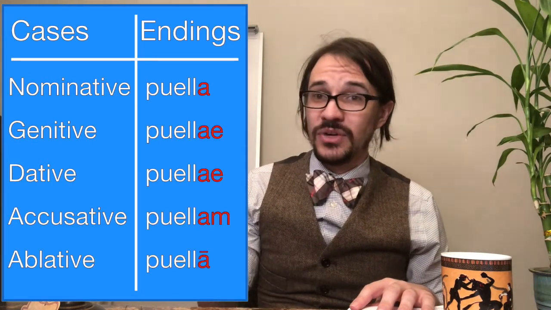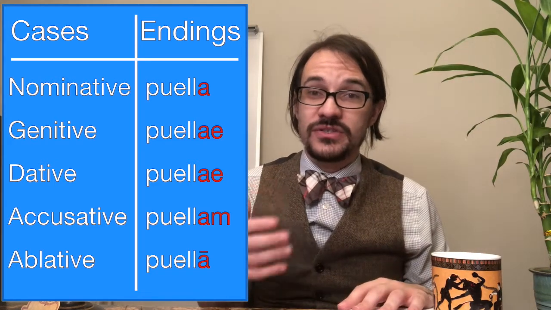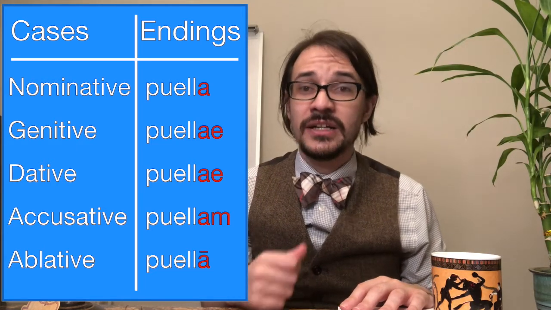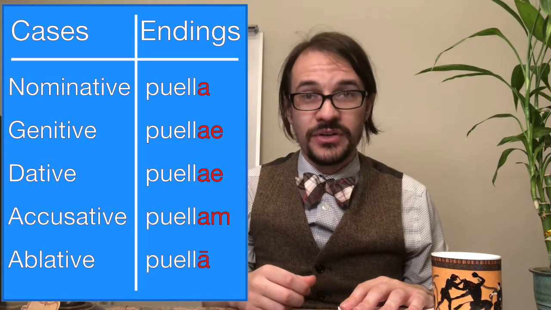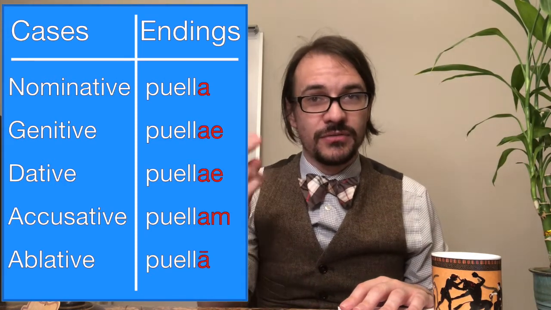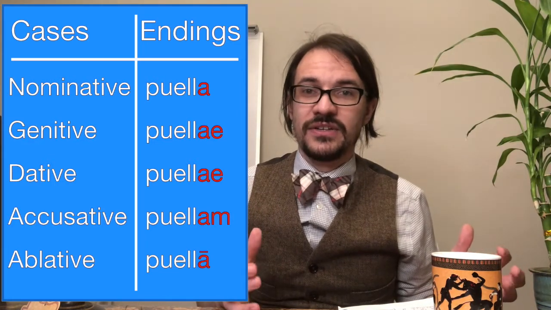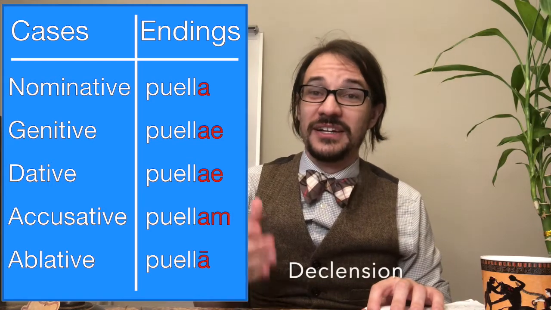Puella, puellae, puellae, puellam, puella. At some point, these need to become more than just a chant for you. They need to become instantaneous. I need to be able to say puellam, and you need to be able to think accusative. And more, you need to be able to think accusative direct object. But for now, the chant will do, and it's good practice and good to try to get into your head. We call a series of endings like this a declension.